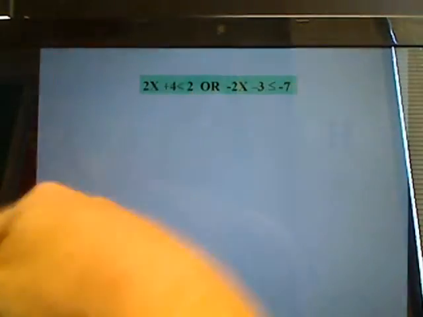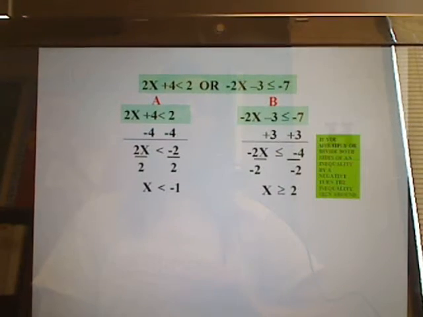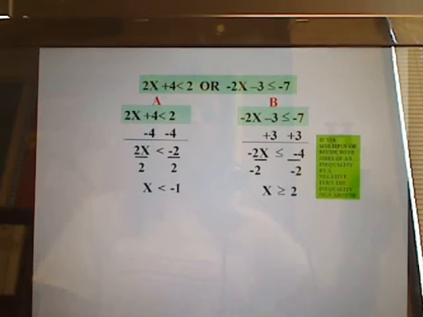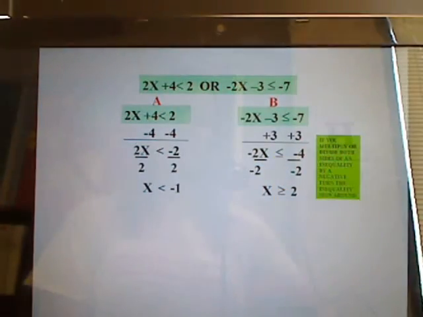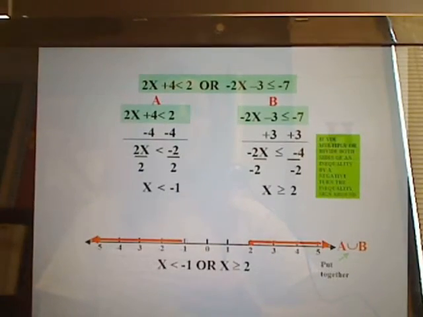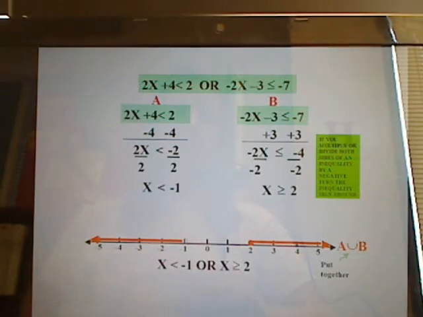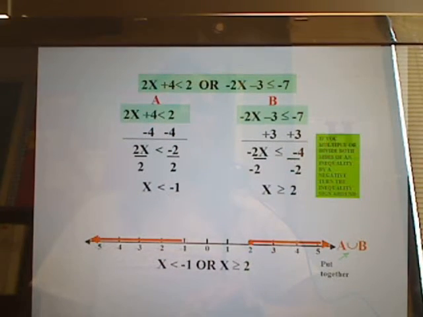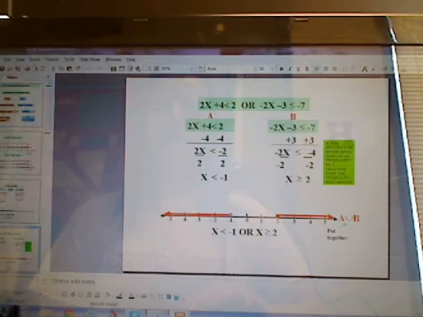Well, pretty simple. We're going to solve here, and then we're going to solve here. And then we solve, just like an equation. Just remember the rule that if we divide by a negative, like we did here, the sign flips. And then you graph. So what was below -1? What was above 2? And that's it for compound inequalities.